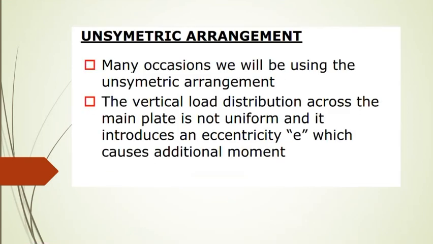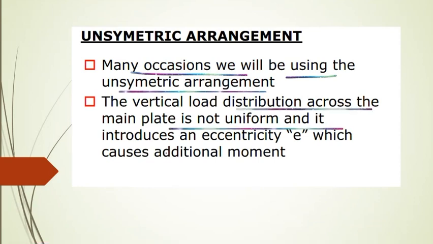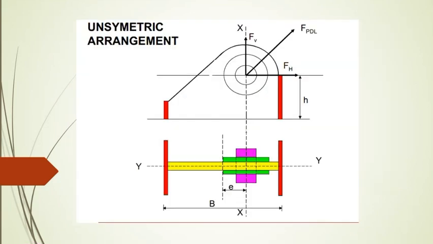Unsymmetrical arrangement. On many occasions we will be using an unsymmetrical arrangement. The vertical load distribution across the main plate is not uniform. It introduces additional eccentricity, as we can see here if this is the case. Here will be the centroid, and this additional eccentricity also has to be considered for this vertical force. Taking the moment about this point, we have this horizontal force into H and this F into E.